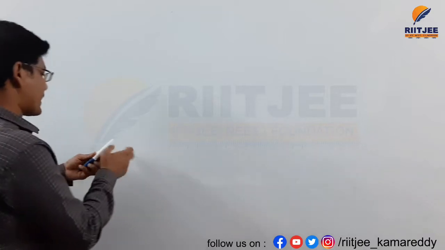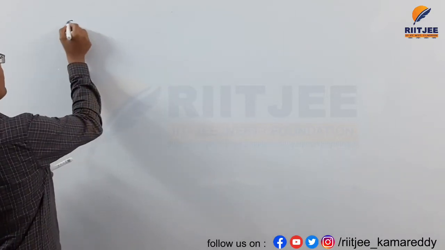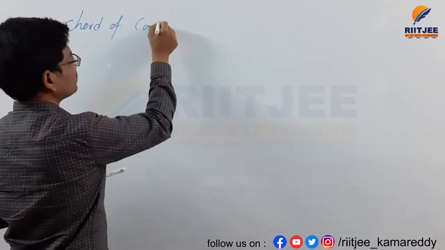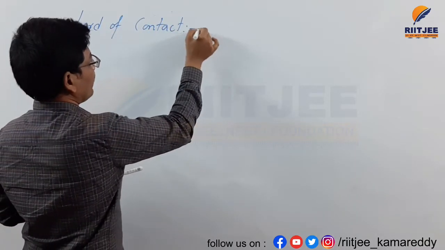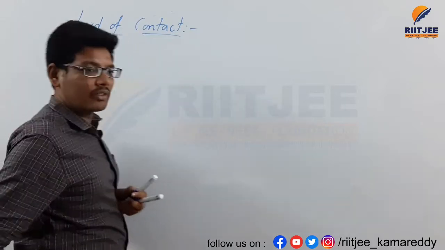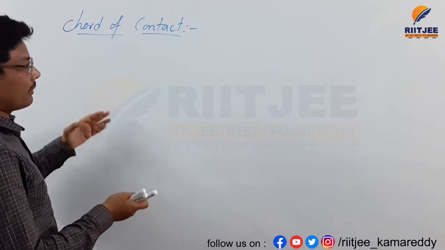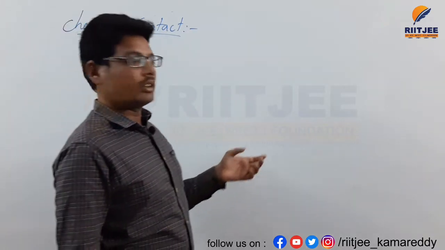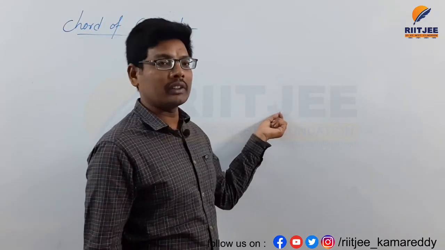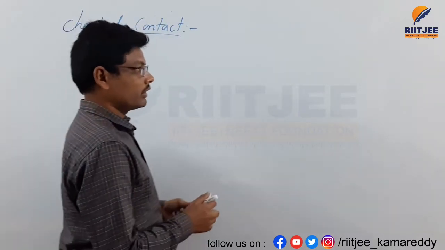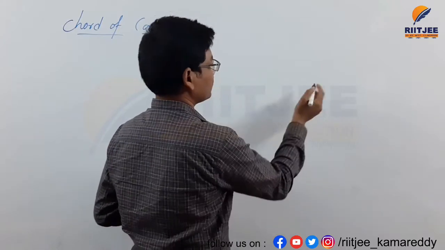Welcome to the new chapter from the circle chapter, that is chord of contact. Actually, the definition of chord of contact: the line joining the points of contact of tangents from a point to a circle, where they meet at one point. The intersecting point is called the pole here. Let's see this theoretically and practically.